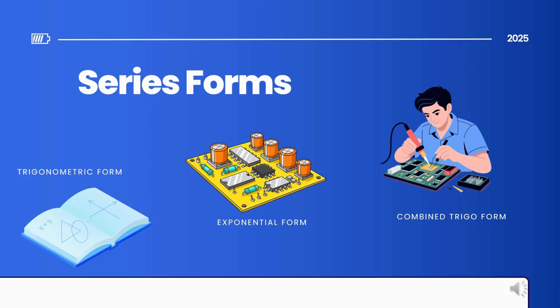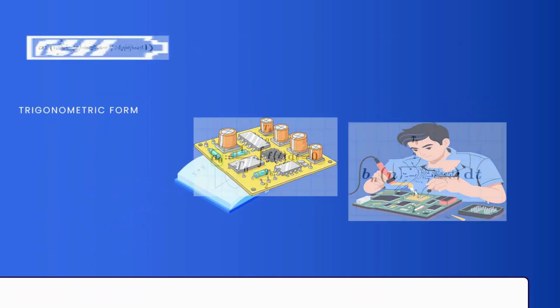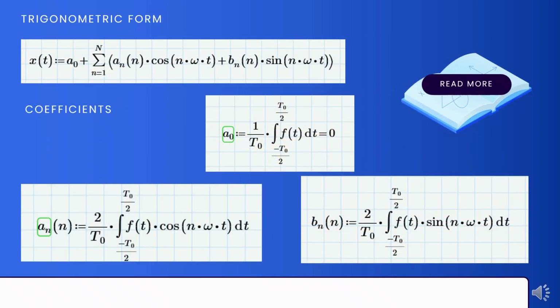Mathematically, we can represent this signal in three different ways depending on our needs: the trigonometric form, the exponential form using complex numbers, and the combined trigonometric form, which helps us visualize magnitude and phase. Starting with the trigonometric form, we focus on calculating the specific coefficients that determine the weight of each harmonic. These coefficients are what allow us to rebuild the sharp saw shape using only smooth sine waves.